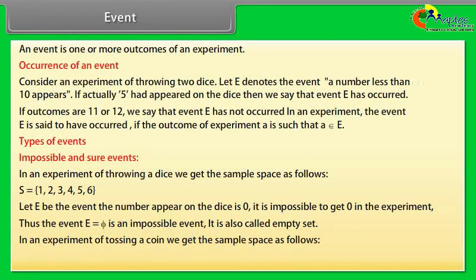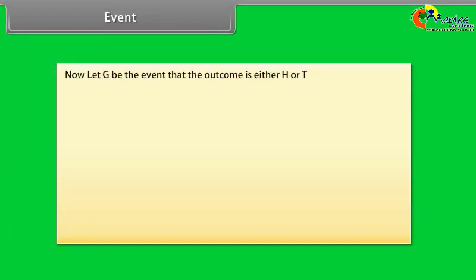In an experiment of tossing a coin, we get the sample space as follows. S is equal to {H, T}. Now let G be the event that the outcome is either H or T. Thus the event G is equal to {H, T} is a sure event.